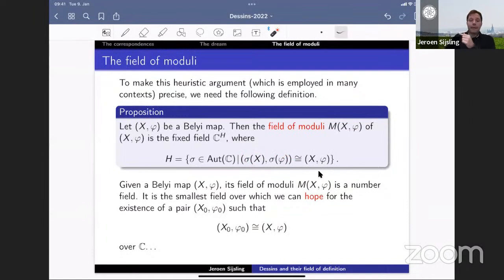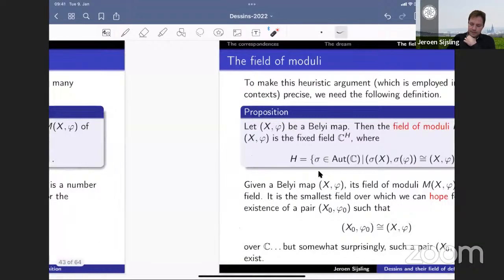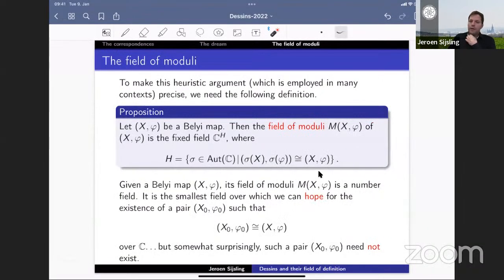And this number field, M of x, phi, is the smallest field over which you can hope that there exists a pair x0, phi0, both admitting defining equations over this field, such that the pair is just my original pair over C. That is the smallest field for which you can hope that it exists, but it doesn't always.